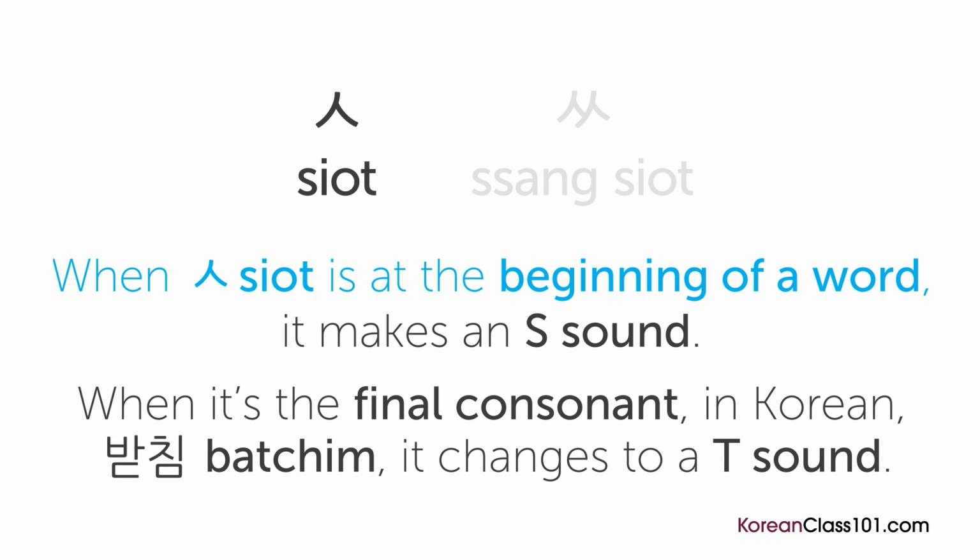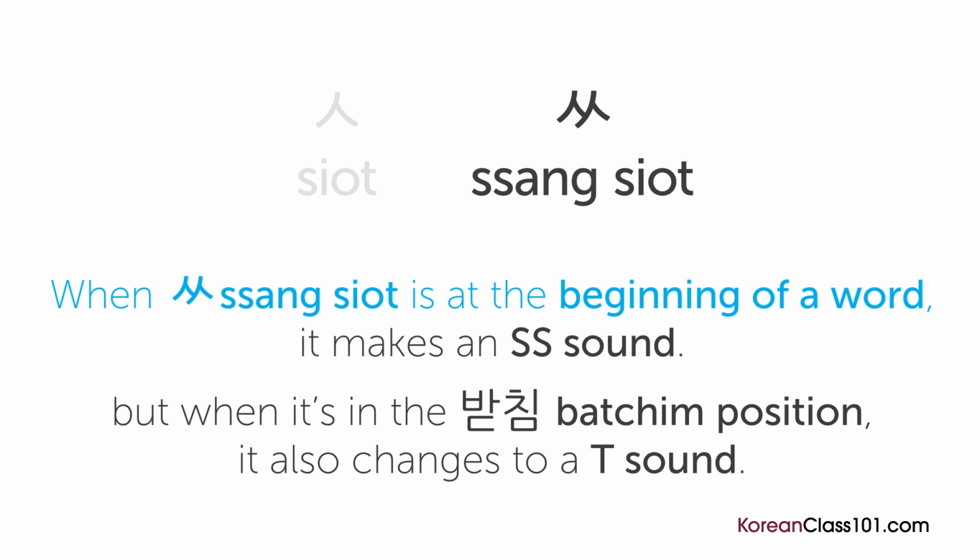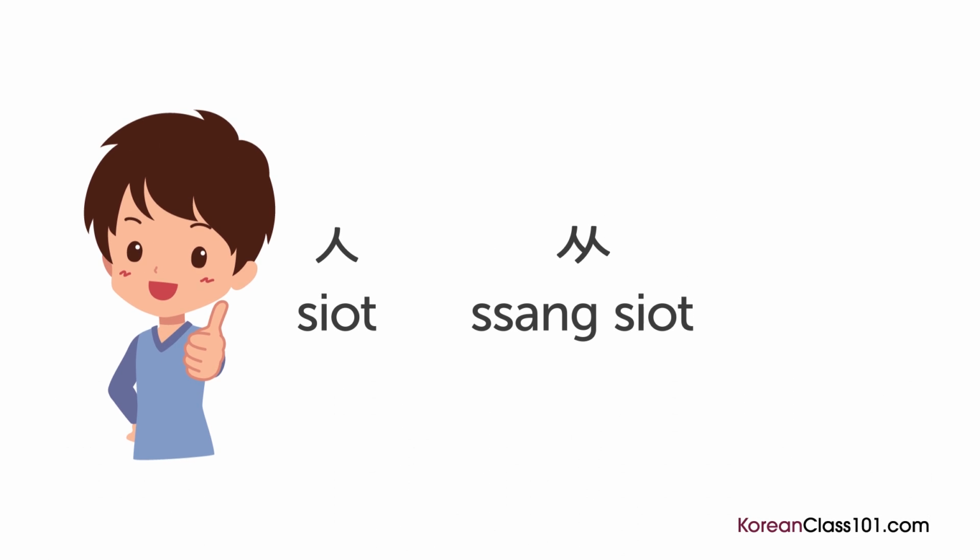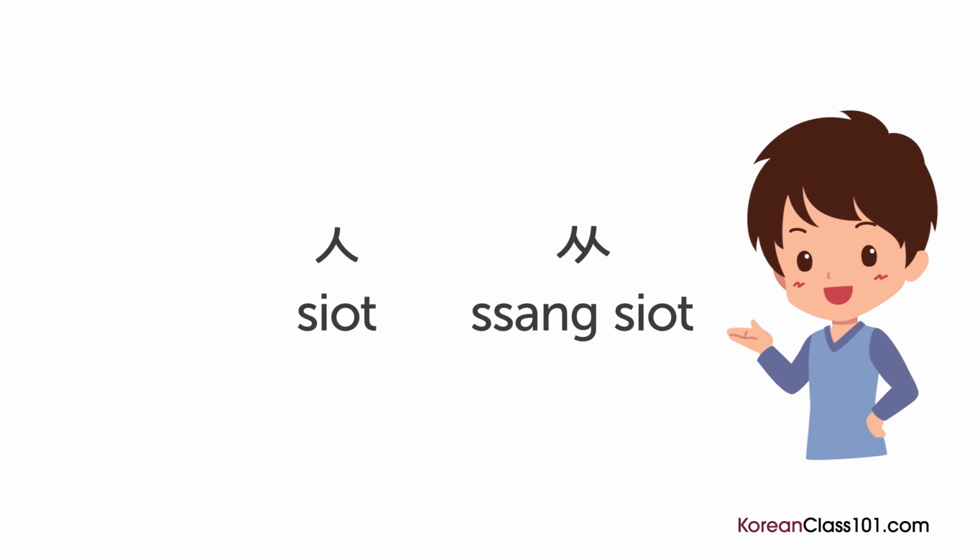When 시옷 is at the beginning of a word, it makes an s sound. When it's the final consonant in Korean 받침, it changes to a t sound. When 쌍시옷 is at the beginning of a word, it makes an s sound. But when it's in the 받침 position, it also changes to a t sound. Let's see some examples so you can hear how they sound.